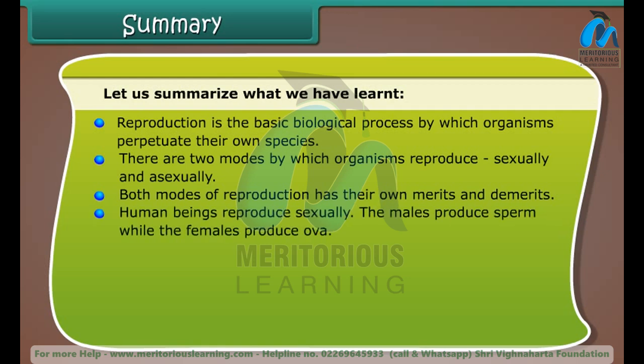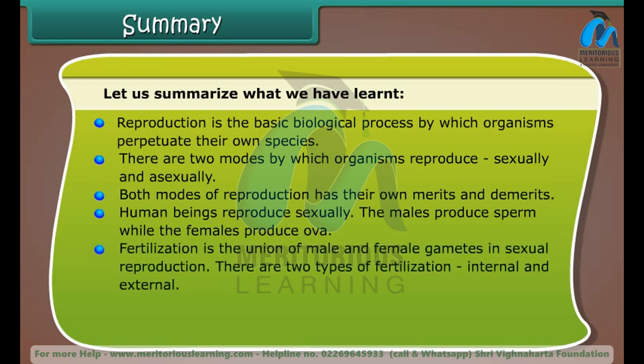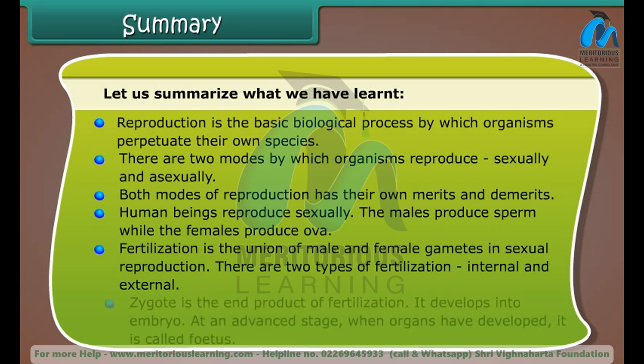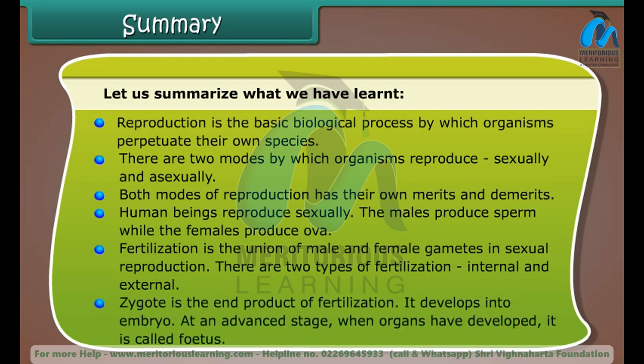Human beings reproduce sexually. The males produce sperm, while the females produce ova. Fertilization is the union of male and female gametes in sexual reproduction. There are two types of fertilization, internal and external. Zygote is the end product of fertilization. It develops into embryo. At an advanced stage, when organs have developed, it is called fetus.